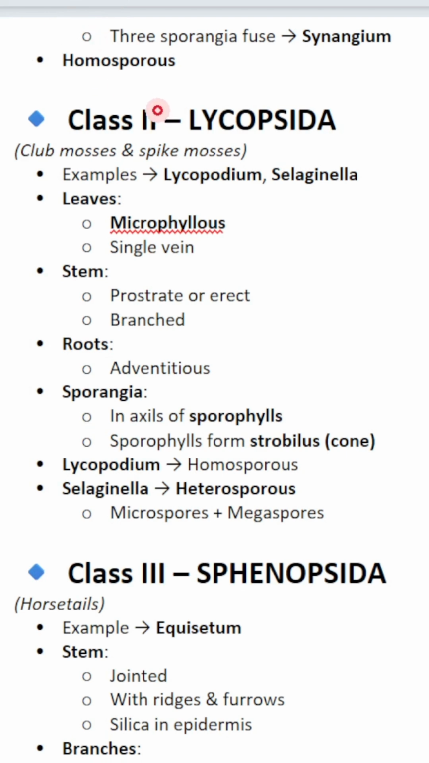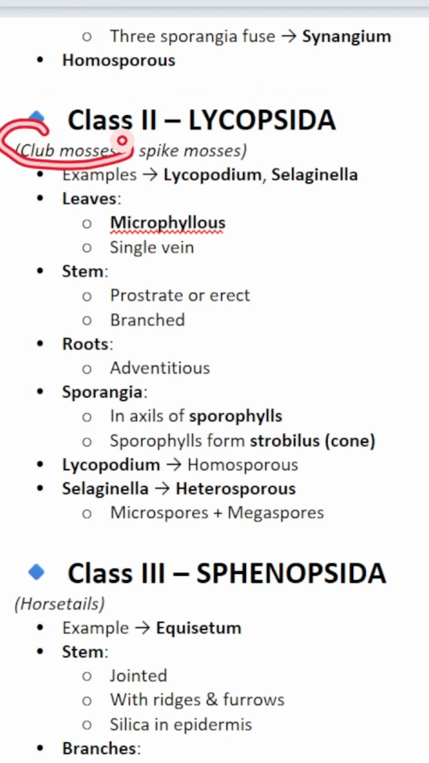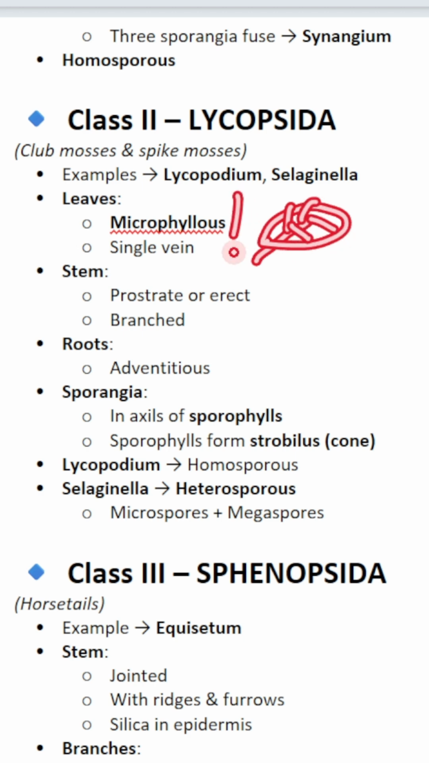Then the next class, class 2, is called Lycopsida. Lycopsida is sometimes called club moss, or spike moss. The best examples are Lycopodium and Selaginella. Here the leaves are microphyllous with single veins, meaning they are very small leaves.